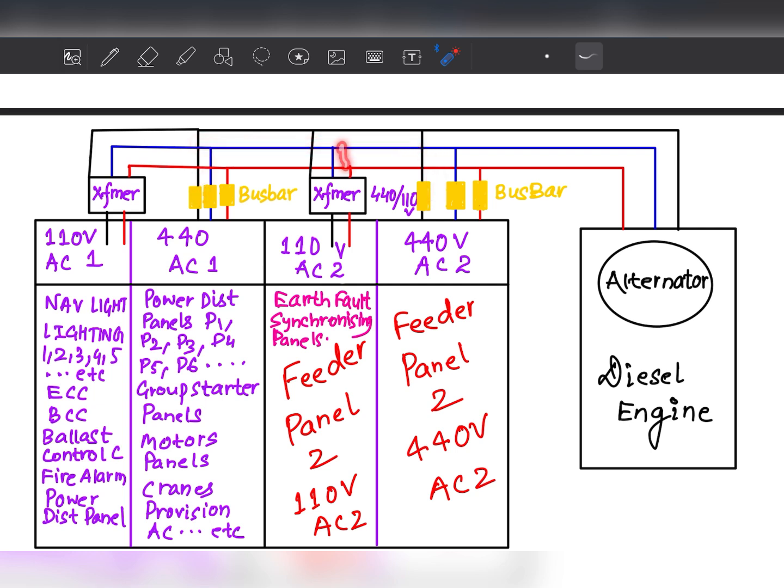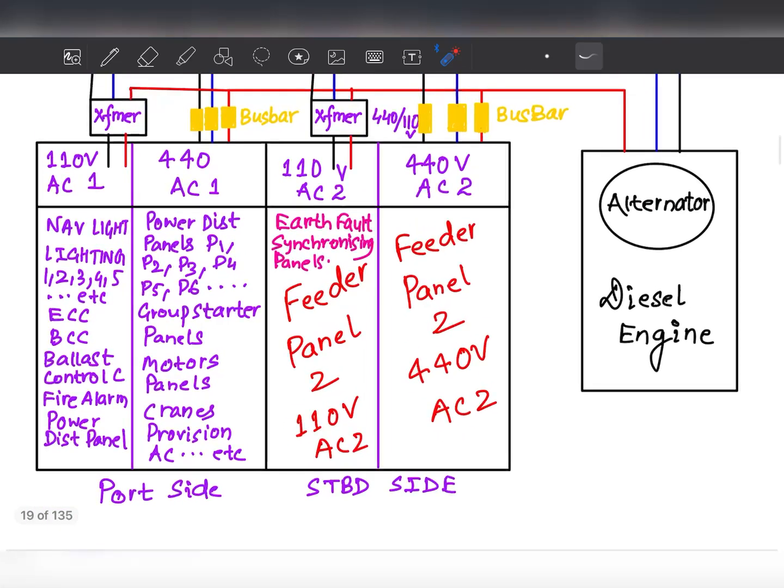In low voltage, we are using the transformer to convert the voltage to low voltage, then giving it to the feeder panel. Okay, so now you understand how it's working. But what things are connected with the feeder panel? So I will explain.